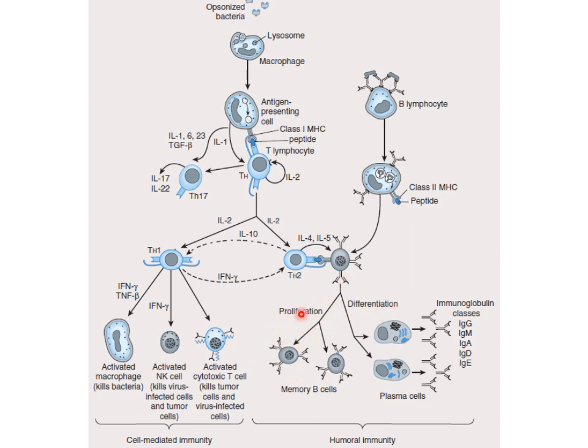Proliferation means the generation of clones. The B cell is proliferated into the memory B cell, which has memory, or recognizes the previously exposed antigen. So proliferation of the B cell gives the memory B cell, and differentiation of the B cell gives the plasma cell, which secretes the particular immunoglobulin specific for the exposed antigen. So this is how the humoral arm of the adaptive immune system is induced.